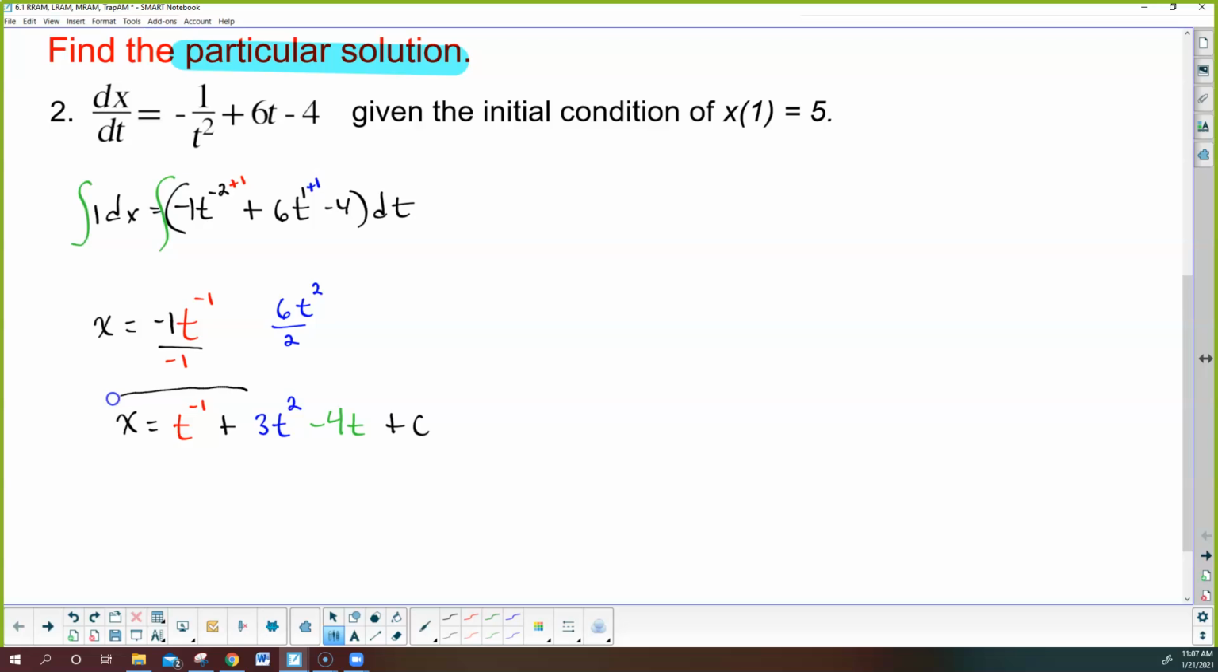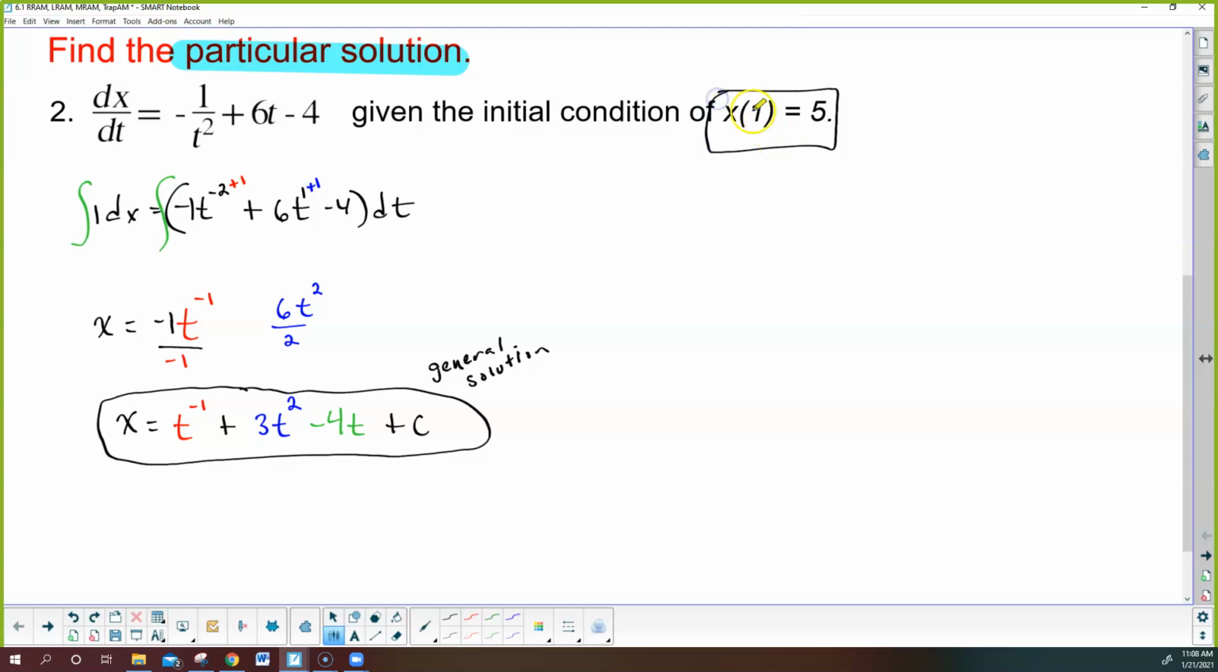Now, I like to circle this. This isn't my answer, right? This is the general solution. That's what we did in number 1. Now, I want to use this right here.